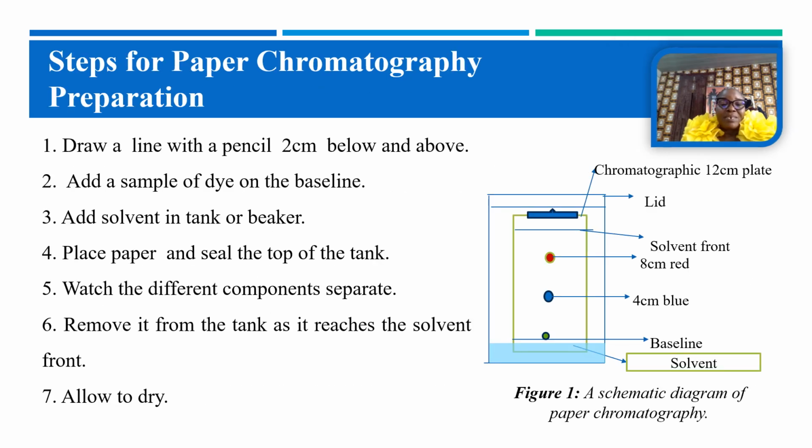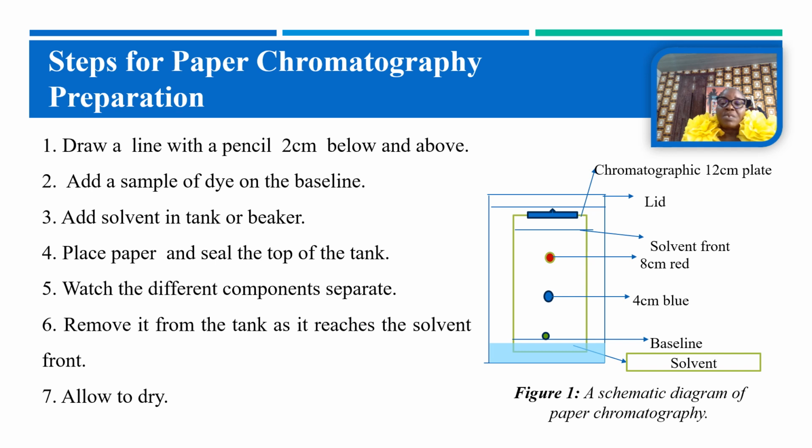What are the steps for paper chromatography preparation? The first step is to draw a line with a pencil 2 cm below and 2 cm above. The line below is what we call the baseline, while the one you have drawn above is what we call the solvent front.